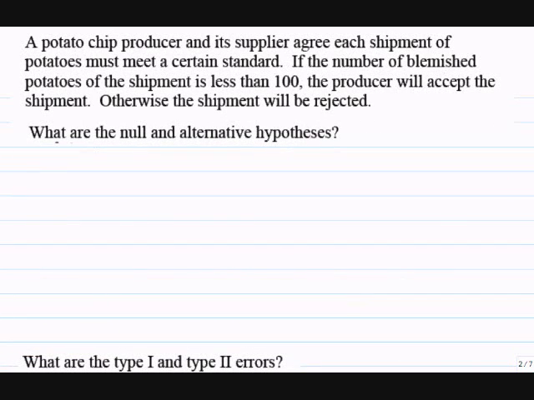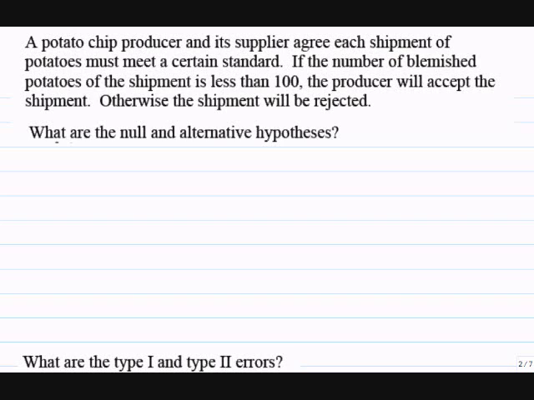A potato chip producer, the Lay's potato chip plant, and its supplier, the guy with the potato truck, agree each shipment of potatoes must be of some certain standard. Nobody likes the brown potato chips. Oh, you like the brown potato chips. They just don't sell as well.